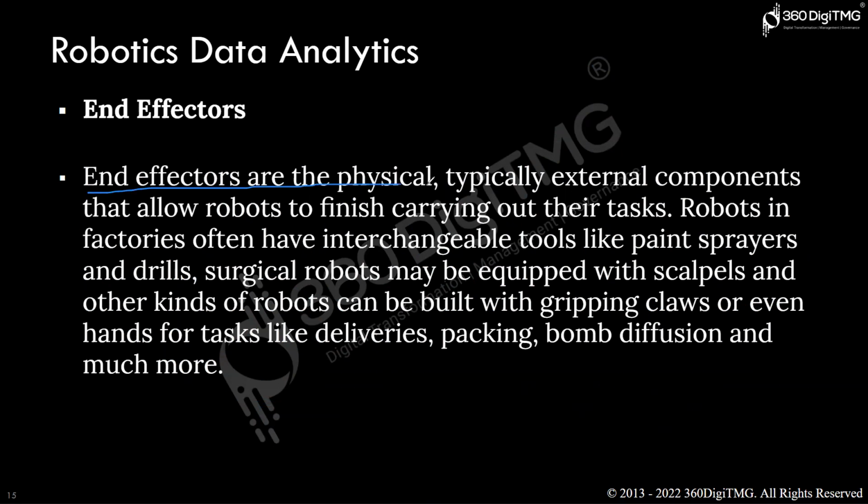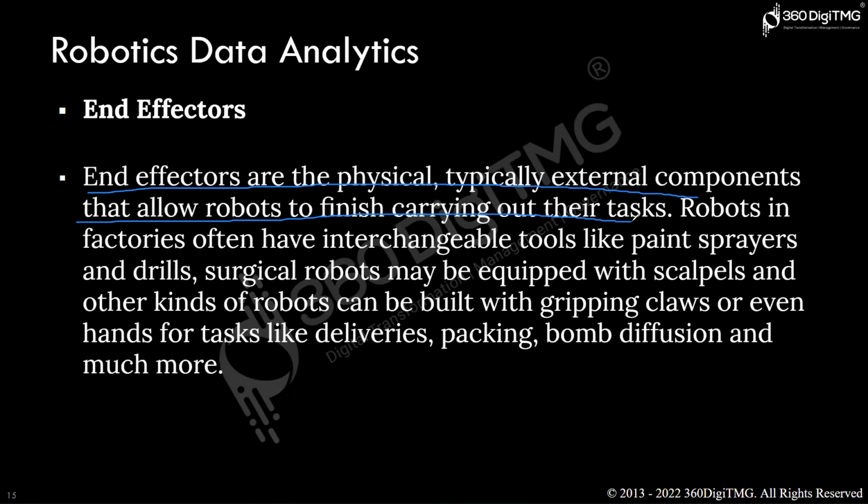So end effectors are the physical, typically external components that allow robots to finish carrying out their task. It is the last thing, guys. The control system, after that the operating system, after that we have actuators to move the body and end effectors. At last, what is the task going to do? Let me say I'm going to go with a speed of 100, it's done by end effectors. It's going to give the complete task.